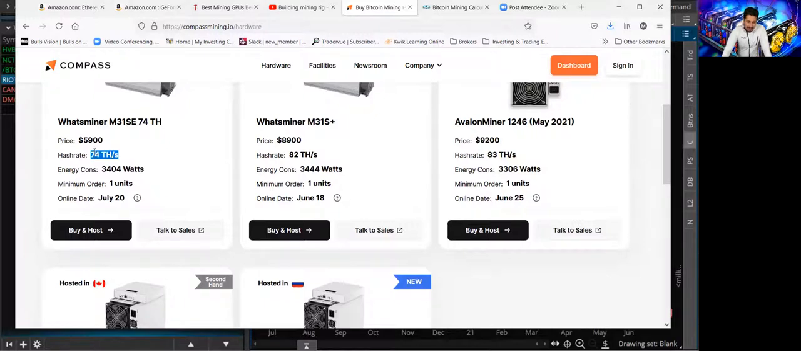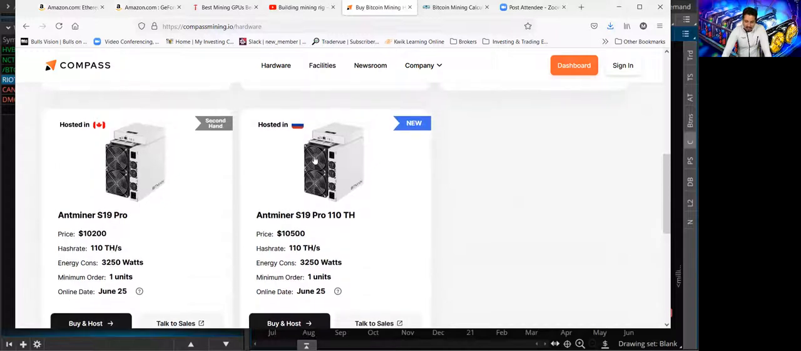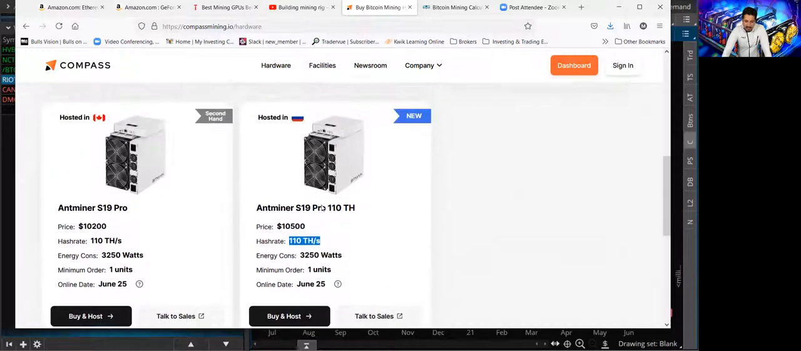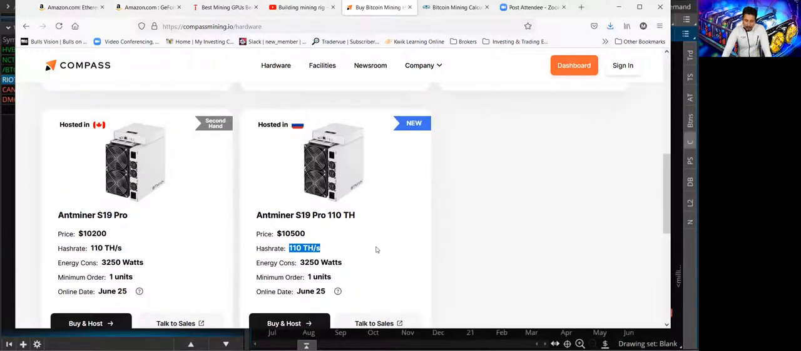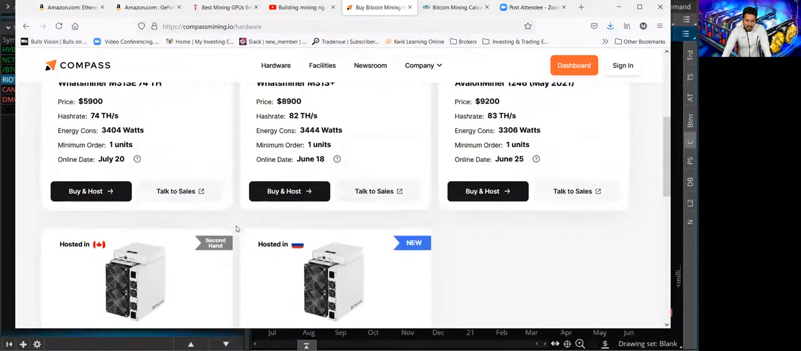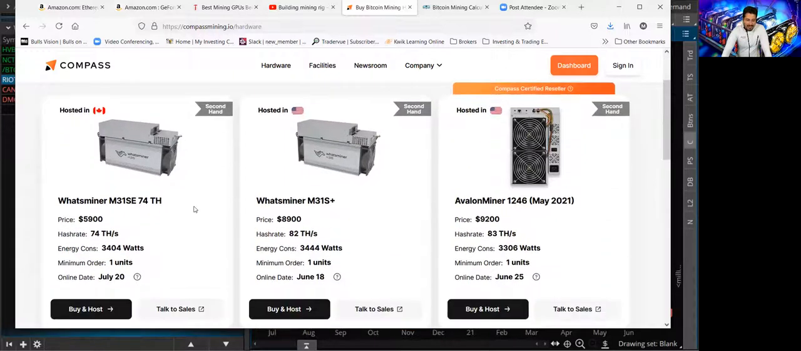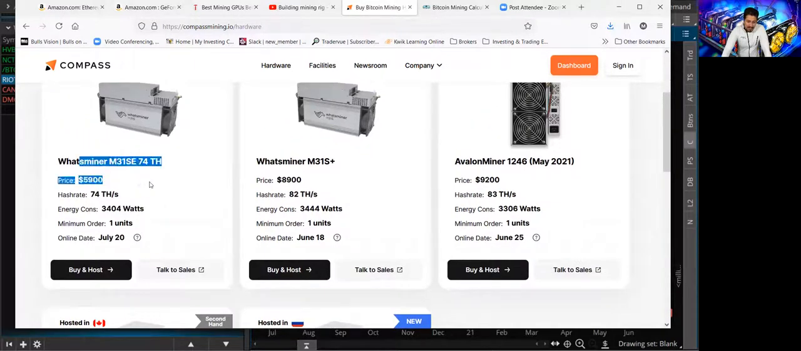So as you can see, a 74 hash rate is going to cost $5,900, an 82 is $8,900, then 83, 92. And then the most expensive is $10,500 for this crypto mining rig, which is going to give you 110 TH per second, which of course, the higher the better if you want to maximize your output. Of course, when you're just starting, you don't want to spend that much money. If you have like 10 grand, maybe you want to spend like 6 to 7 grand. This is a good one to get started.